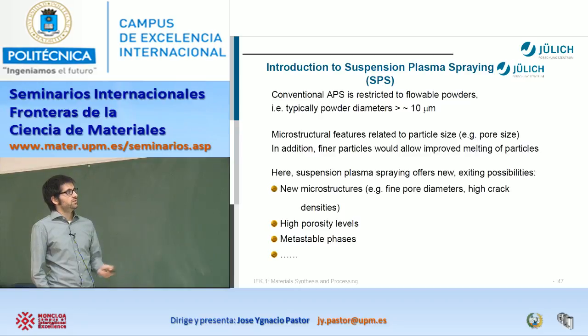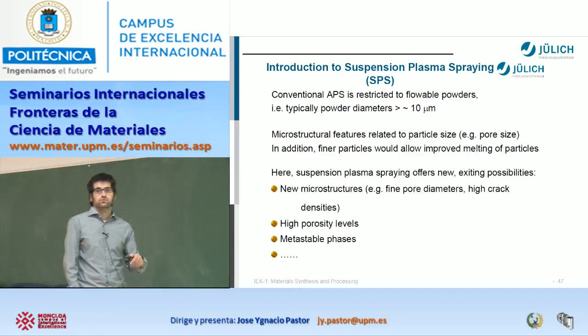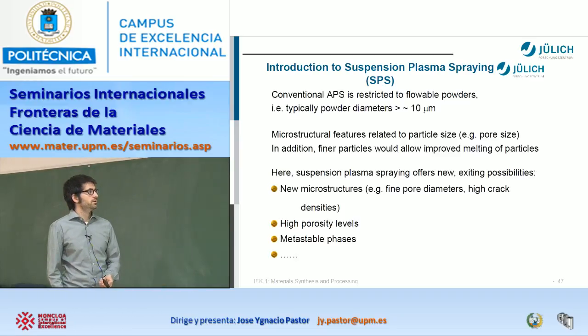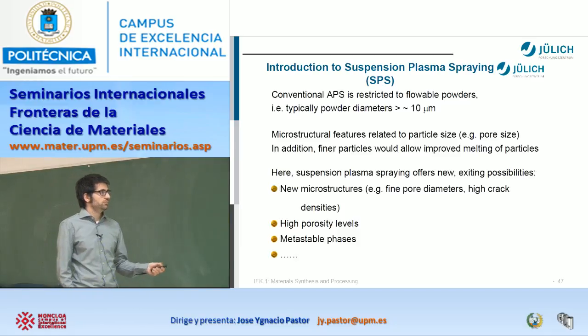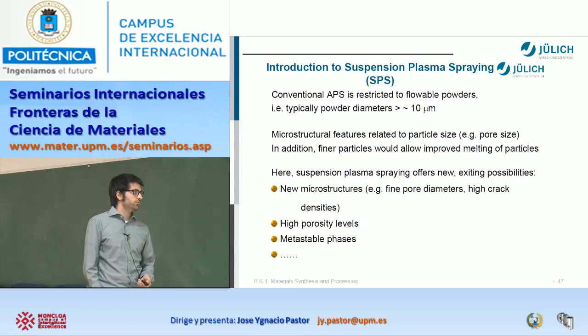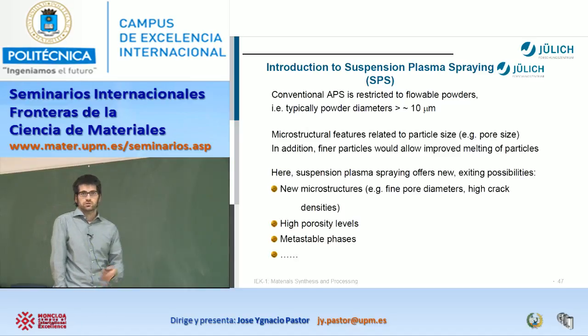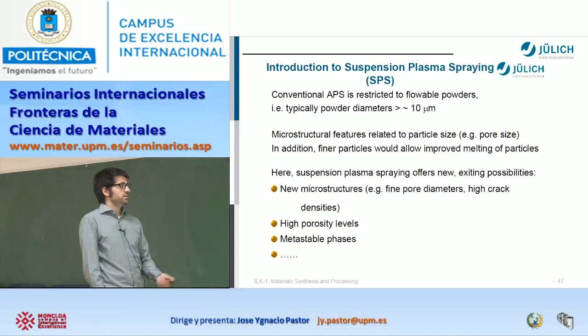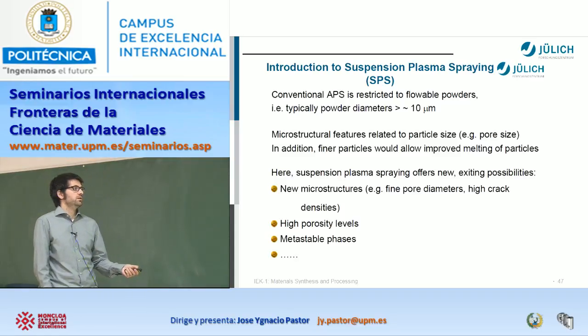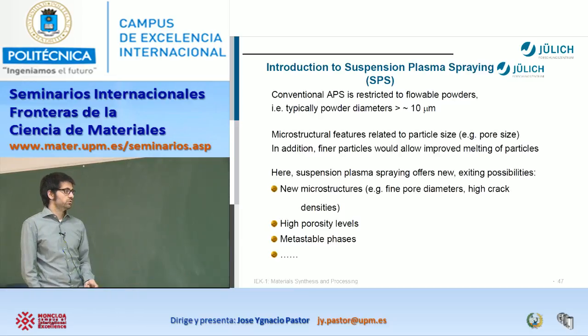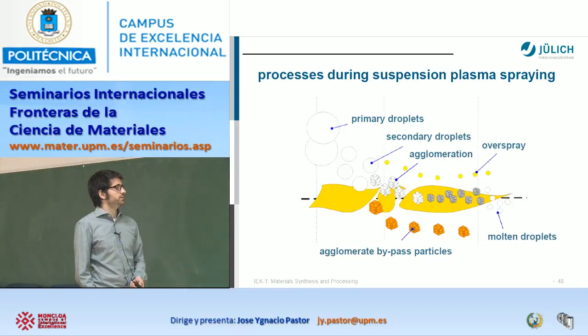And then you are limited by the diameter. If you want to go for nanoparticles, for example, it doesn't flow really well. Then also you will have at the end, obviously, different properties, and this is what they offer. Obviously a new microstructure, because you introduce a different particle size and different compositions. Then you can have, for example, fine pore diameter or higher crack density if you need it, or high porosity levels, other phases that are produced. I mean, you are more open in that sense.